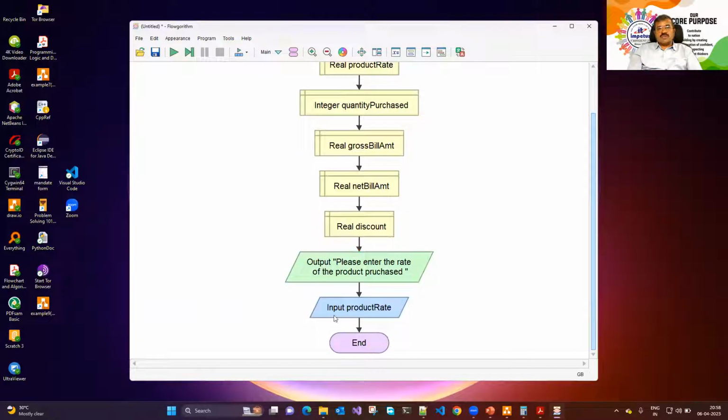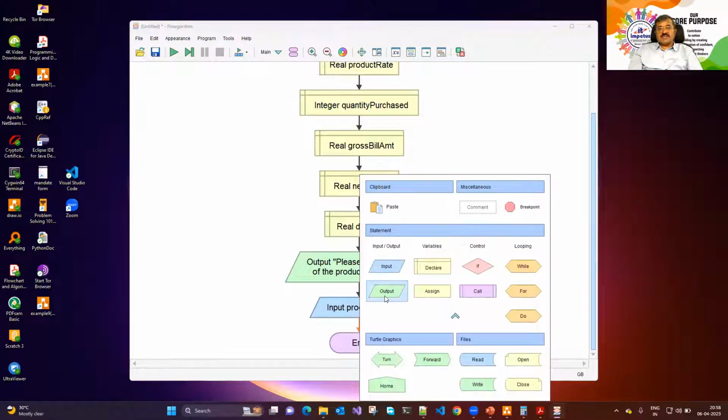So output was this message. Input is this message. Output में देखो double quotes है. Input में there is no double quotes. So we have now accepted the product rate. Now we also need to accept the quantity purchased. We are going to ask the user, how many items have you purchased?